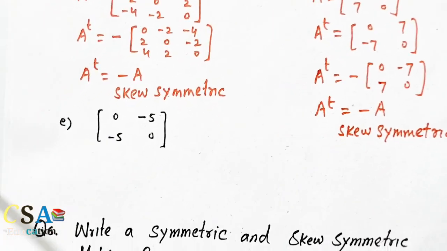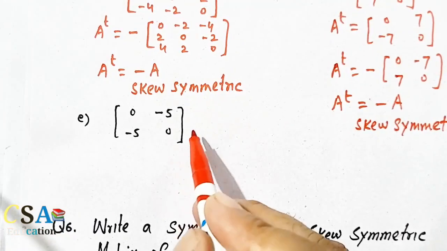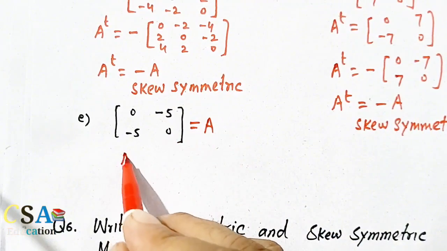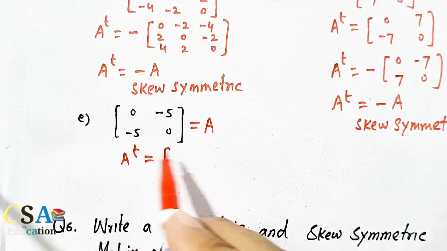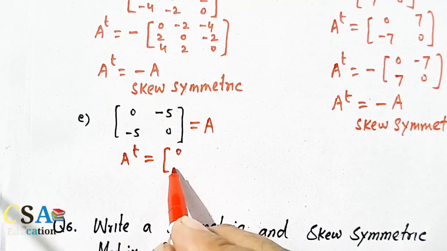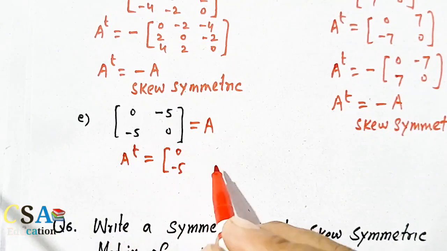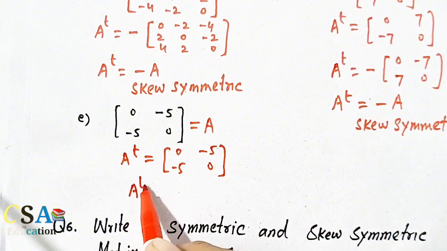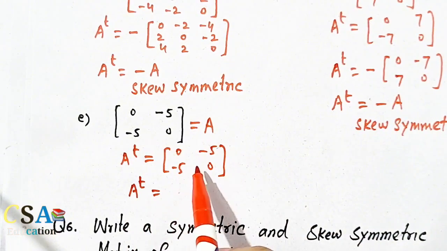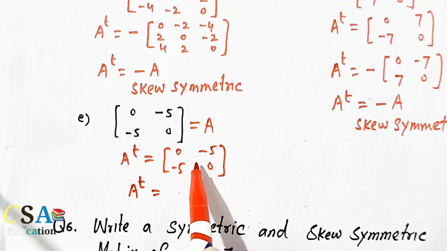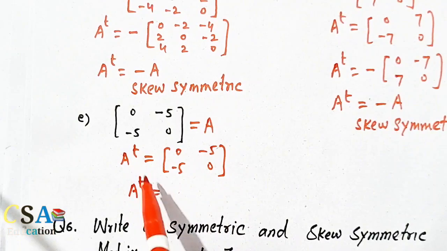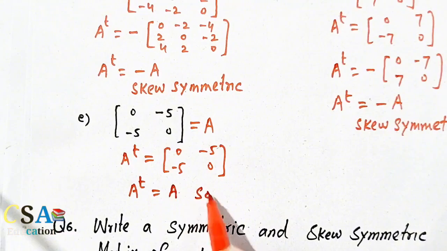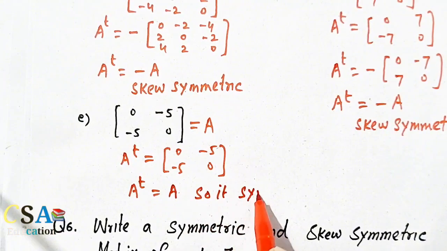Now move to the final part of this question. Let it be A. We have to take its transpose. A transpose will be equal to 0, minus 5 as the first column, and minus 5, 0 as the second column. A transpose is now the same as A. So there is no change after taking its transpose. A transpose is the same as A, so it is symmetric.